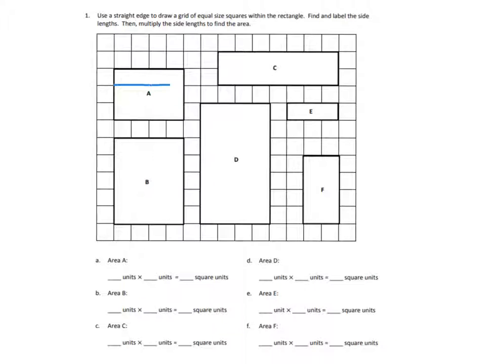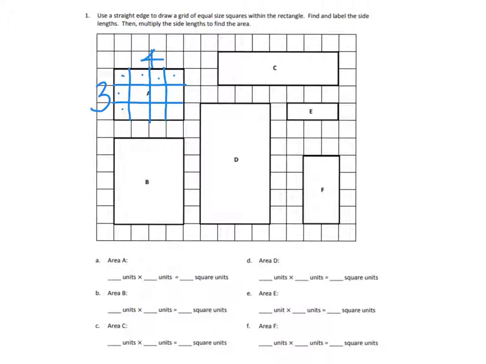So let's take a look at letter A. So we're going to draw the grid lines so that they connect with the grid paper. So now I'm going to find my length. 1, 2, 3, 4. That is 4 units. Now my width is 1, 2, 3 units.